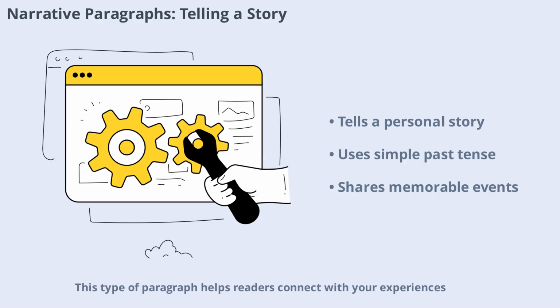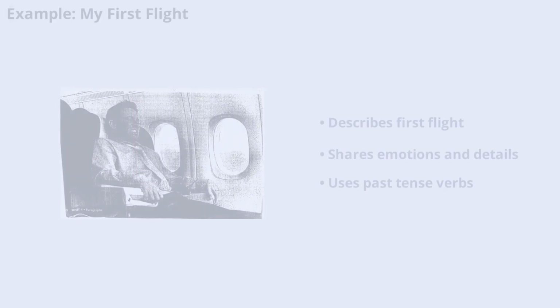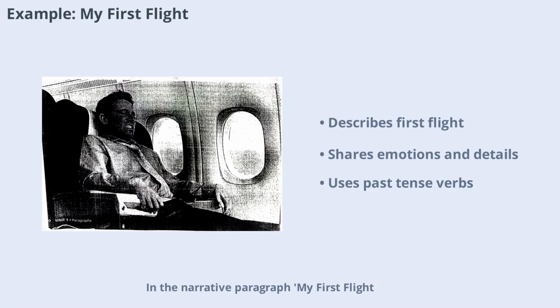This type of paragraph helps readers connect with your experiences. In the narrative paragraph, My First Flight, the writer describes their first experience flying on a plane. They recall feeling nervous, noticing details like the crowded seats and turbulence, and feeling relieved when the plane landed. Even though the event happened years ago, the strong emotions made it unforgettable. This example shows how narrative paragraphs use details and feelings to bring a story to life.